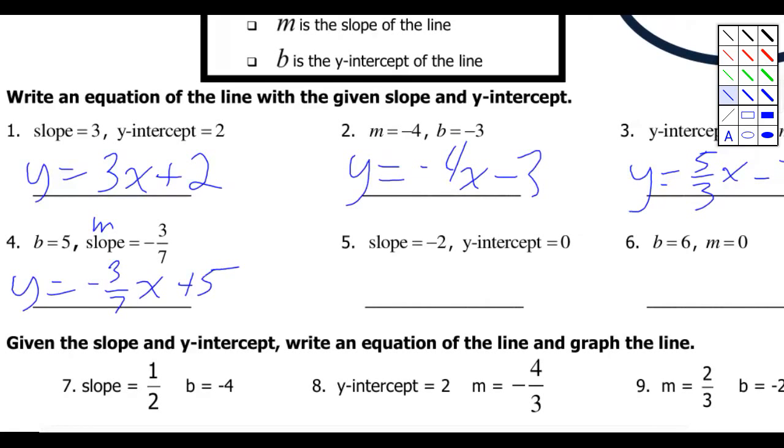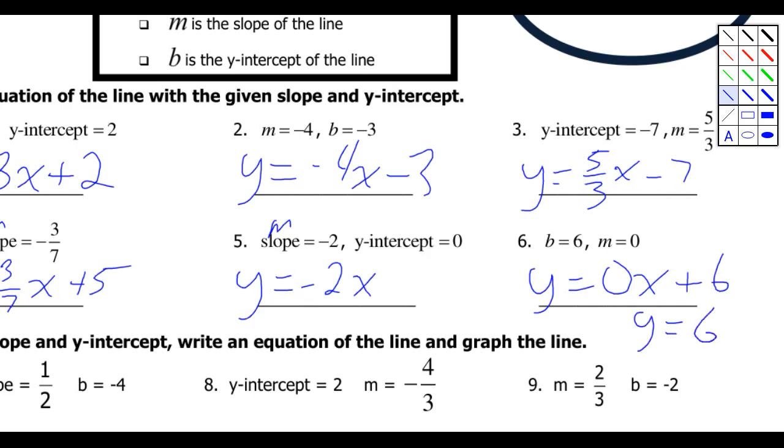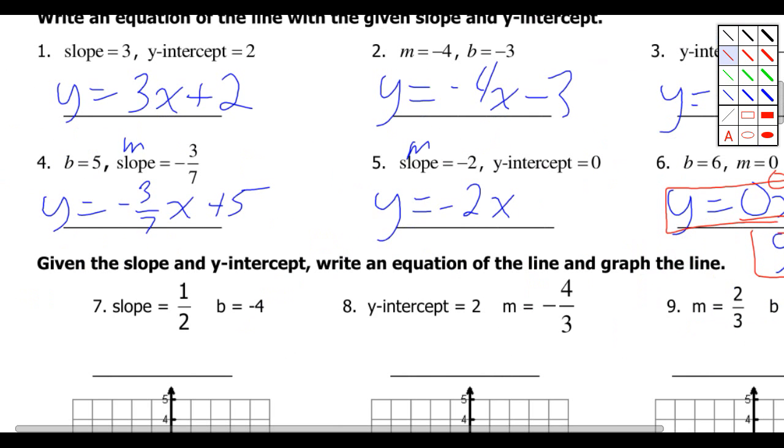Number 5, y equals m, that's our slope, negative 2x plus 0. Well, adding 0 doesn't change anything, so we can actually leave it off. And let's see, the last one of this kind, we get b is 6, m is 0, so y equals 0x, that's the m, mx plus b. Now you can actually just write that as y equals 6, because 0 times anything is just 0. So either one of those will work just fine. So, this part so far, really nothing to it. Well, we will keep doing that.